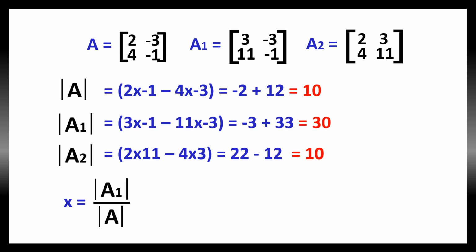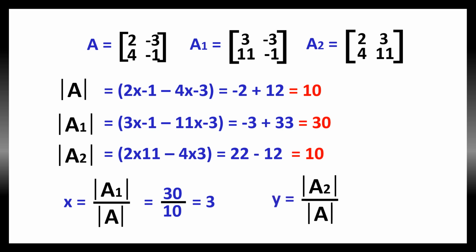Now apply the formula. X is equal to determinant of A1 divided by determinant of A, that is 30 divided by 10, 3. So x is equal to 3. And now to find the value of y, we have to apply the formula determinant of A2 divided by determinant of A, that is 10 divided by 10. Hence, y is equal to 1. So we got the solution for these equations. X is equal to 3 and y is equal to 1.